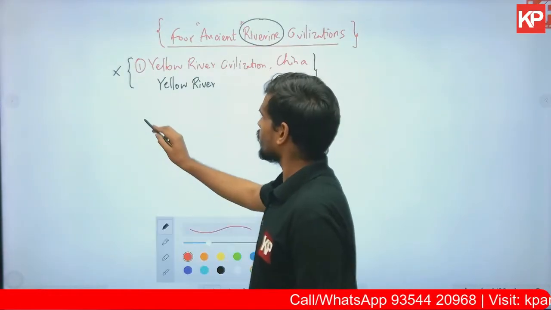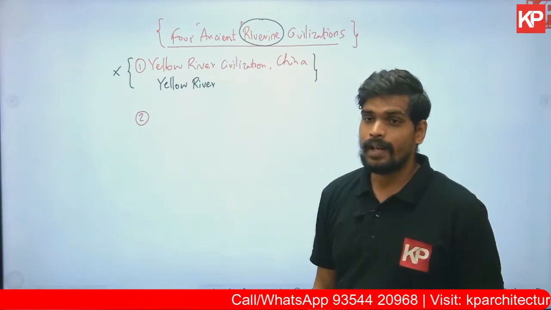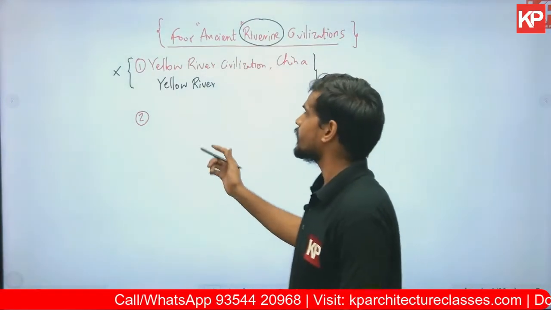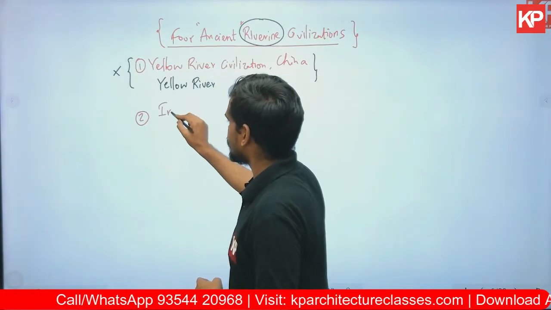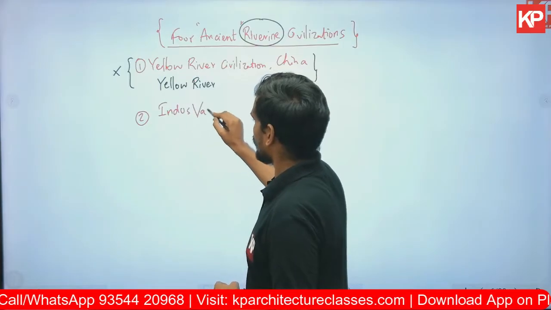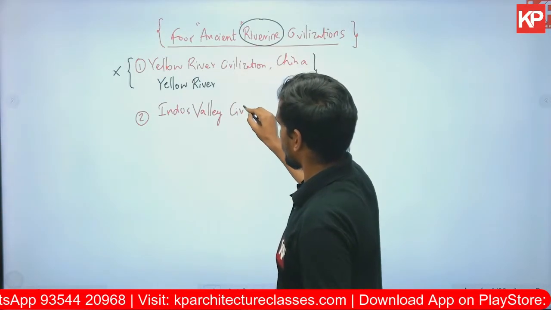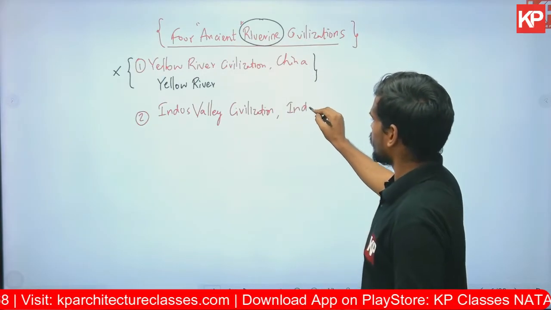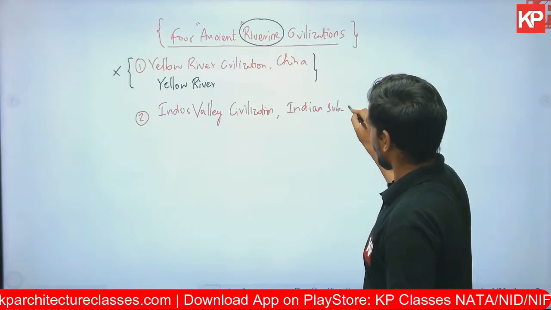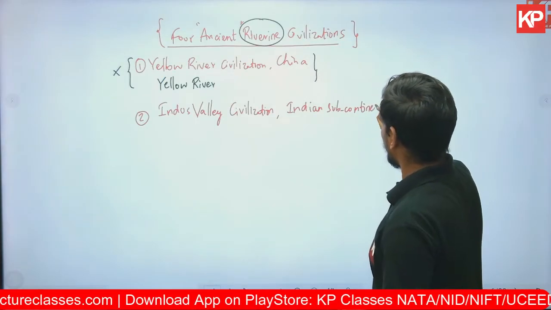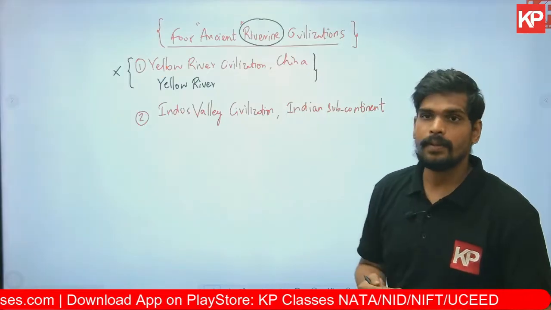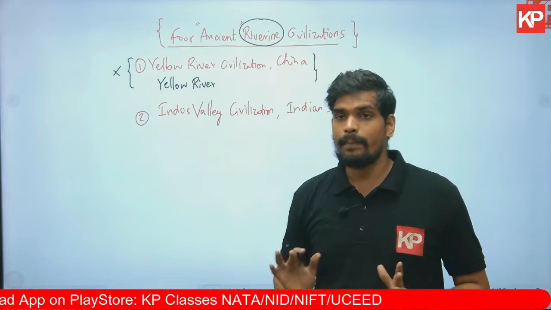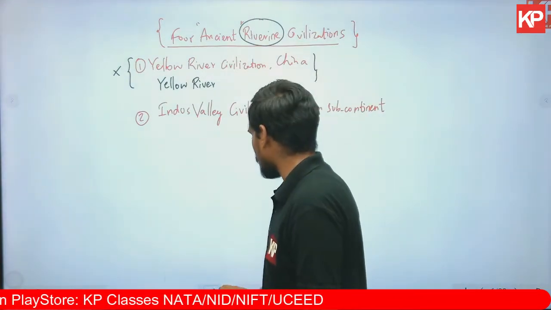Number two, second ancient river valley civilization. I'm starting from the east, from China, and moving towards the west. So if I'm moving towards the west, the second one which comes is Indus Valley civilization, which is in the Indian subcontinent. Why am I using Indian subcontinent and not India? Because there are parts of Indus Valley civilization, ruins and ancient cities which fall in present day Pakistan as well. So I'm using the word Indian subcontinent for that reason.